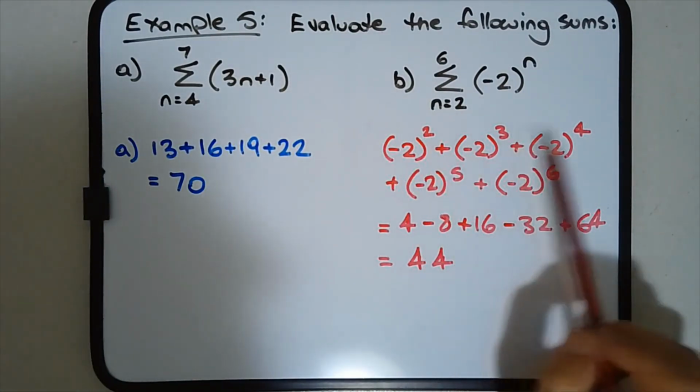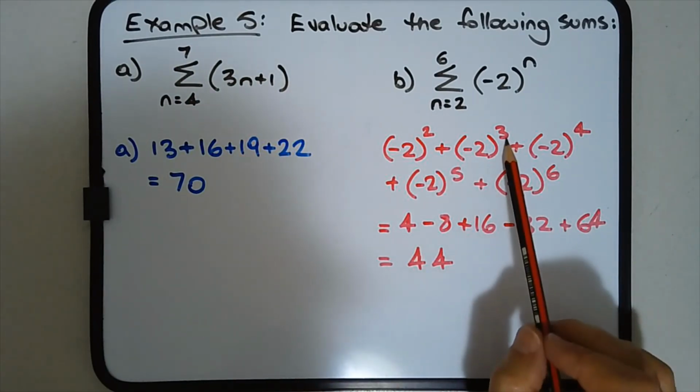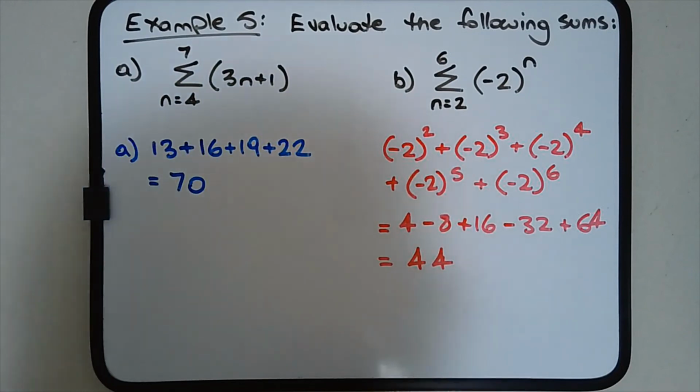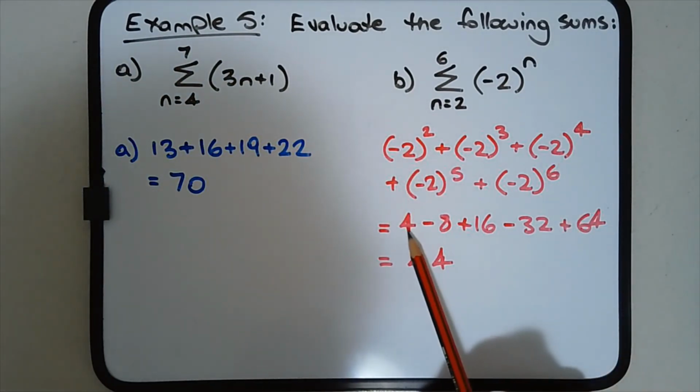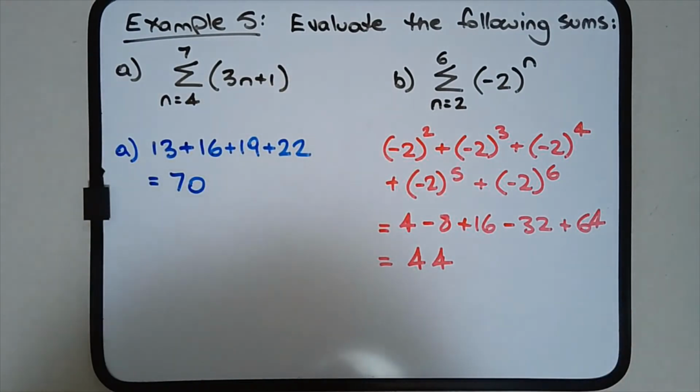And so all the even powers, of course, will result in positive values, and all the odd powers will result in negative values. So this evaluates to 4 minus 8 plus 16 minus 32 plus 64, which equals 44.